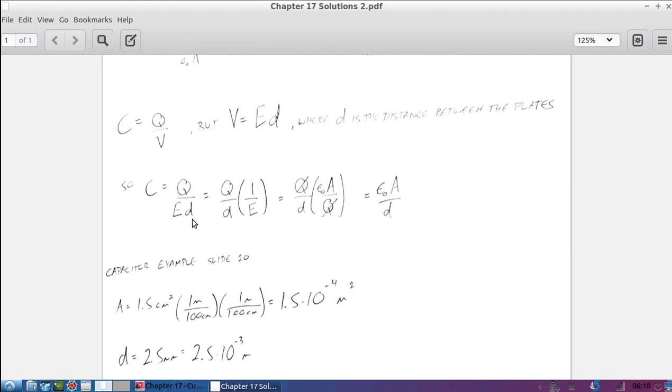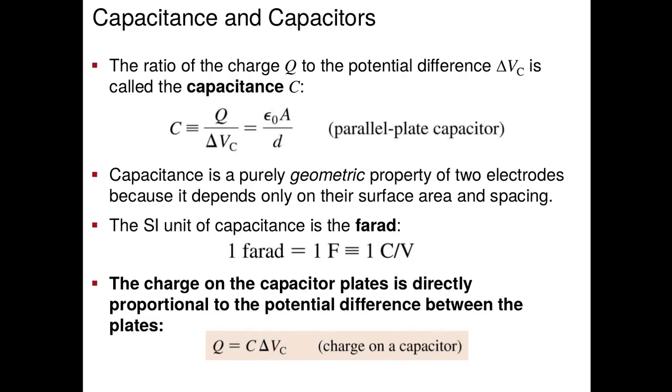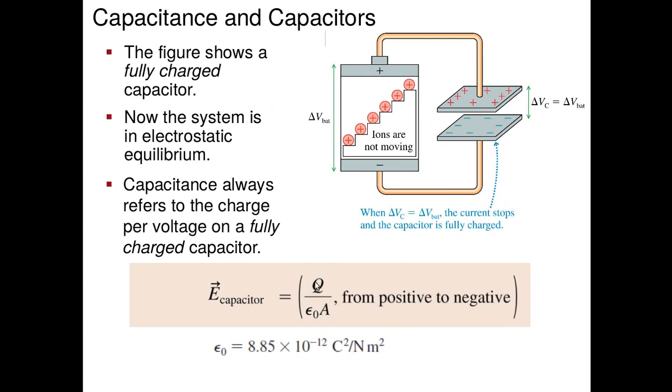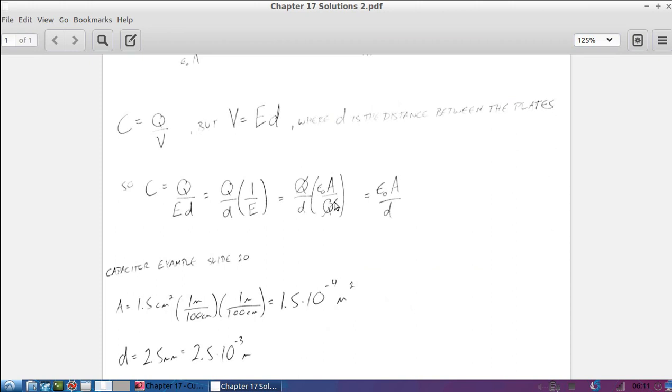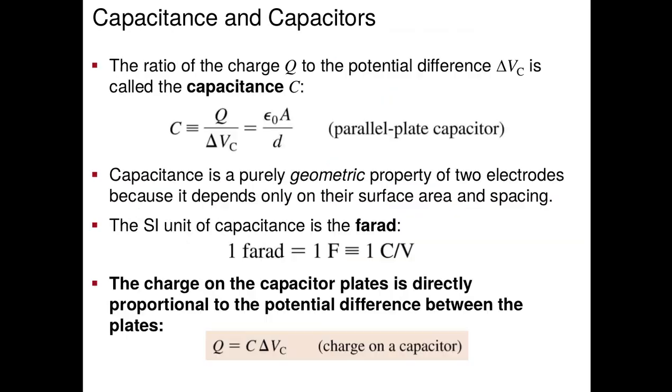So if I substitute this in here for the potential difference, I have the electric field expression in the denominator. But the electric field is Q over epsilon naught times the area. And so I substitute that expression in for the electric field, Q over epsilon naught A. It's in the denominator, so it's flipped. The Q's cancel, and I'm left with epsilon naught times the surface area of the plates divided by the distance between the plates.